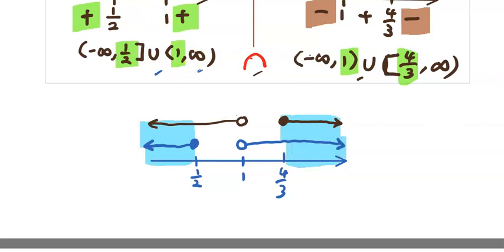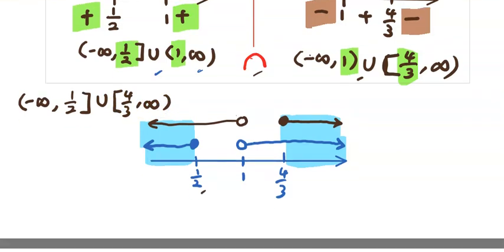And interpret them into the corresponding answer in the form of interval notation and set notation. For interval notation, I will write on the left here. So the answer for interval notation will be negative infinity, open bracket, all the way until 1 over 2, close, union with from 4 over 3, all the way to infinity.